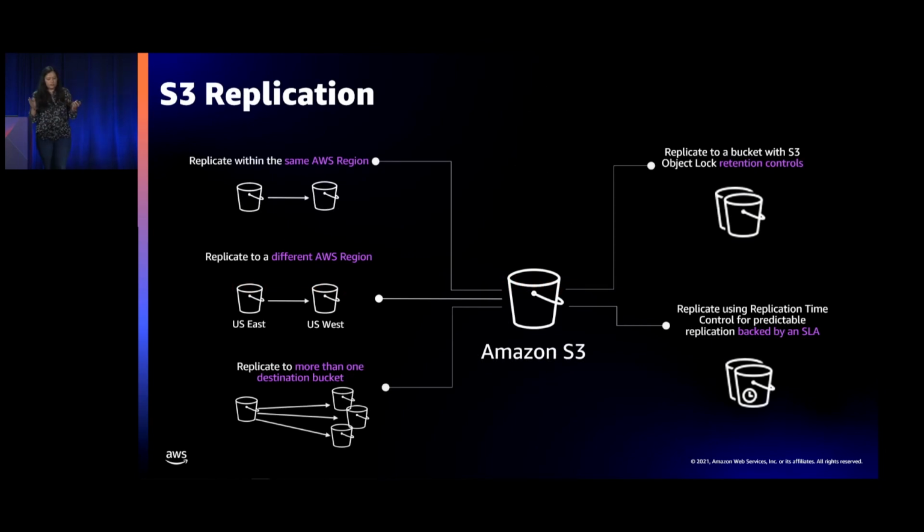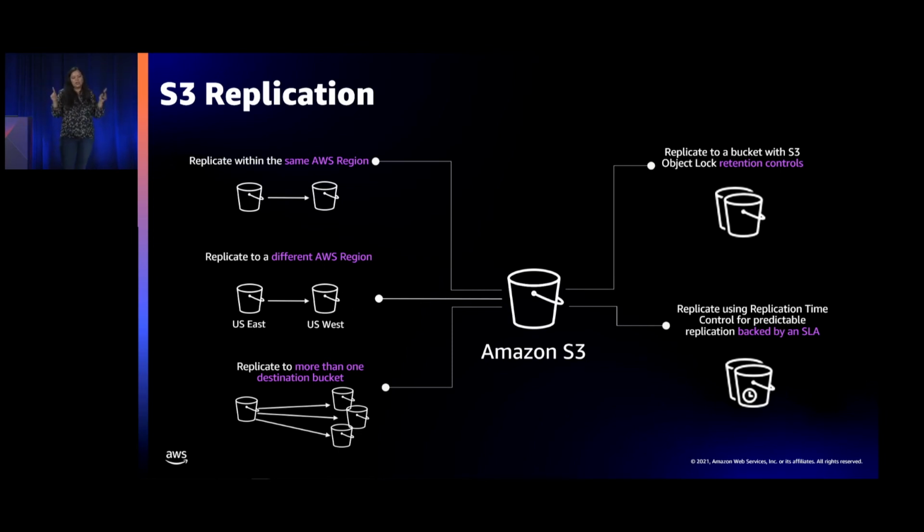So let's look at the first feature, S3 replication. It is used by our customers for data protection, and replication enables automatic asynchronous copying of your objects across Amazon S3 buckets. You can decide to protect your data within the same region or across different regions. Amazon S3 will continuously replicate your data, automatically generating that second copy.